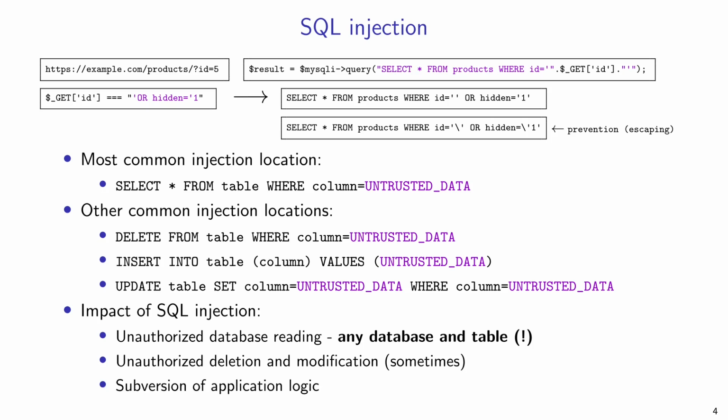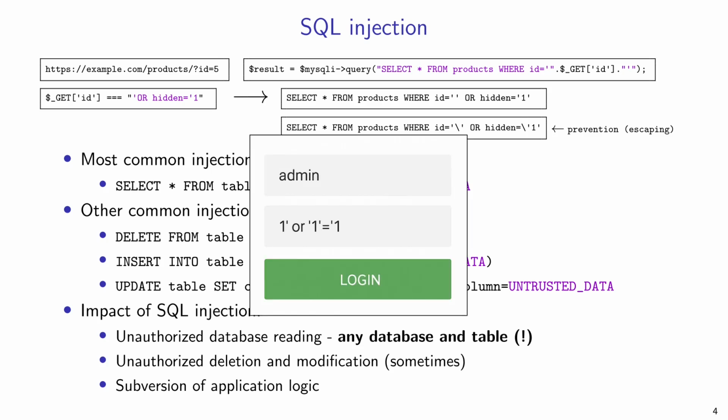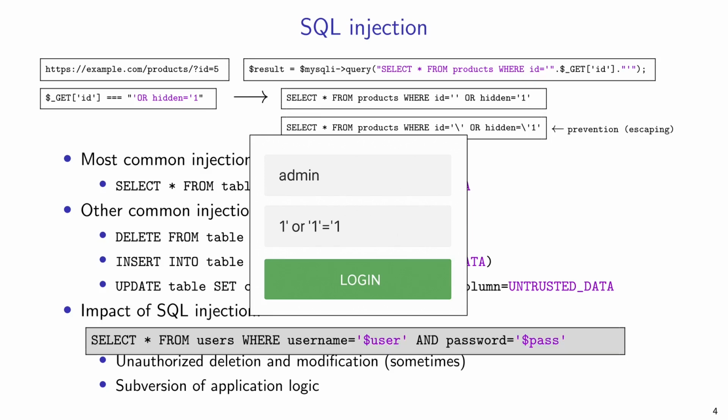And then SQL injection can also be used for subversion of application logic, meaning that if the application performs some specific actions based on the returned database result, then we can use an SQL injection attack to influence the returned result and thereby force the application to perform actions that we otherwise could not perform. A classic example here is using SQL injection in a login form to bypass authentication. Here we assume that authentication is implemented by executing such an SQL query where the submitted username and password are directly included in the query.